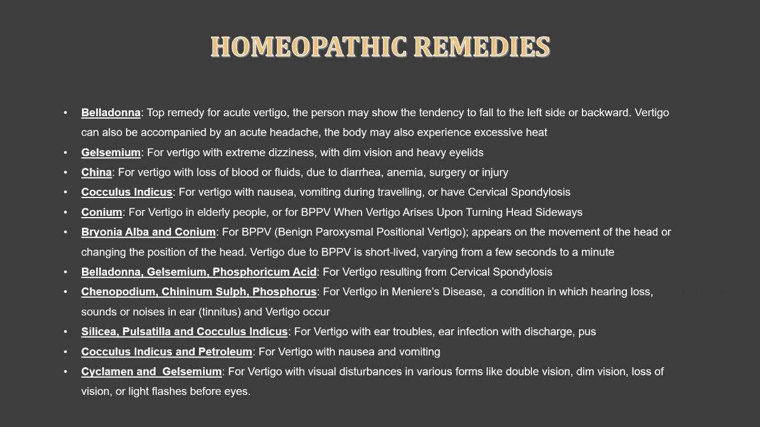You also have some homeopathic remedies at your disposal to take care of your vertigo and dizziness. Belladonna is a top remedy for acute vertigo when the person shows a tendency to fall to the left side or backward, and when the vertigo can also be accompanied by an acute headache and the body may also experience excessive heat. Gelsemium for vertigo with extreme dizziness with dim vision and heavy eyelids. China for vertigo with loss of blood or fluids due to diarrhea, anemia, or surgery or an injury.